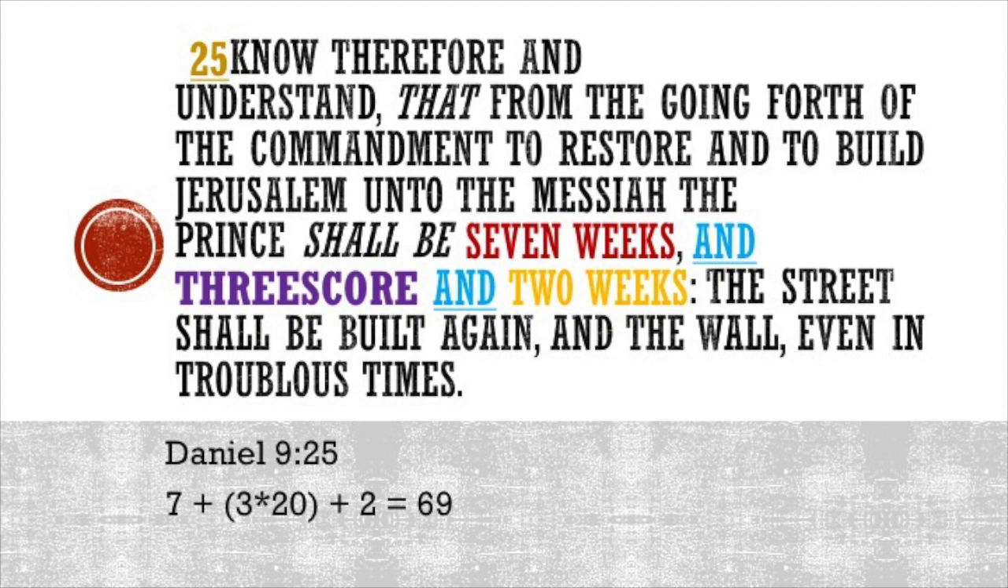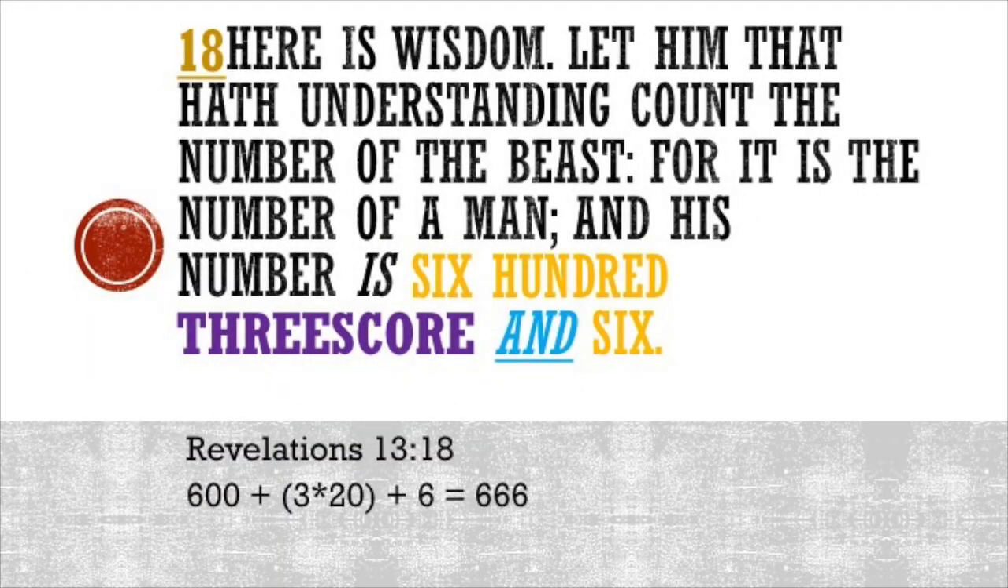So 7 weeks is really just 7. There's a little bit more to it, but that will be discussed in my video concerning Daniel 9. The important part is and, so that means you're going to add that 7 to what's right beneath it, which is 3 score and 2 weeks. So 3 score, again, 3 times 20 is 60 plus 2. So 62 plus 7 is 69. The total number is 7 plus 60 plus 2. That's 69.